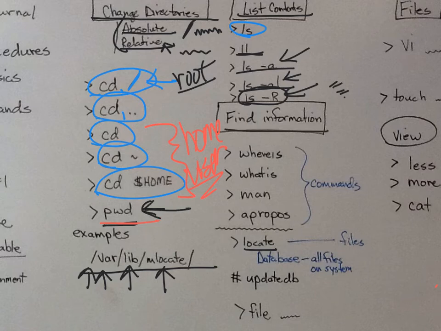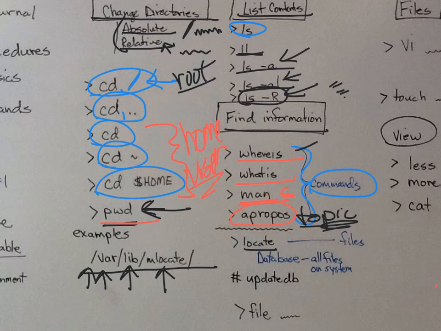Okay. Find information. These deal with commands. You can do where is a command, find out where it's located. What is a command gives you the first line or two from the man. This is a manual. Tells you lots of information about a command. And this, you can type in a topic, and this will give you where that topic appears so you can find information about that topic.